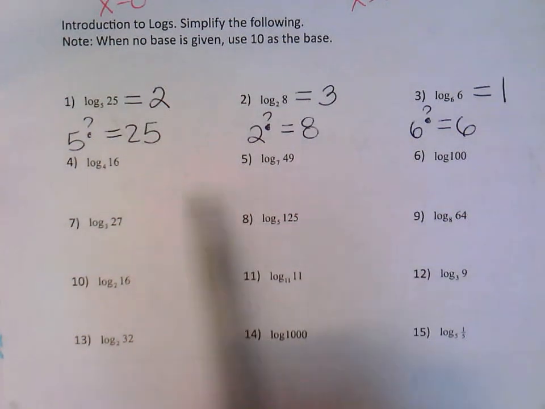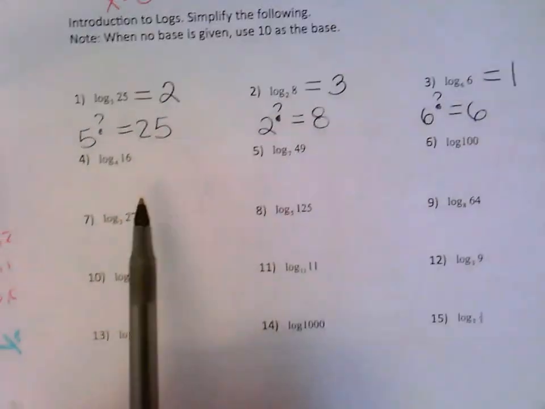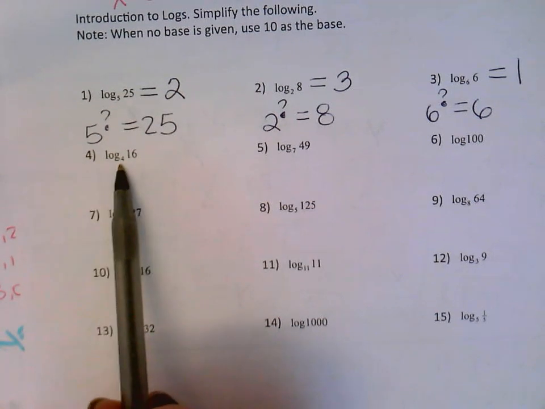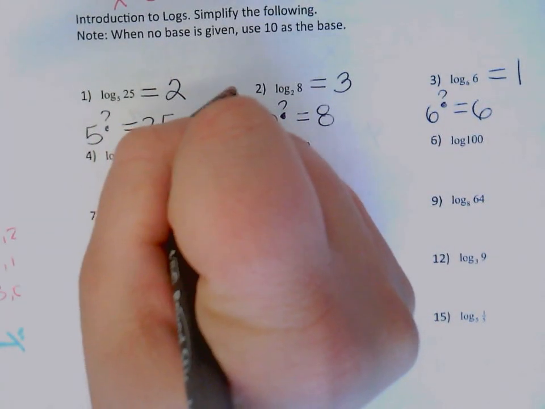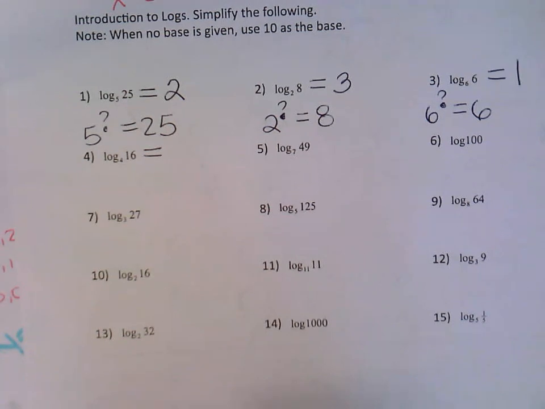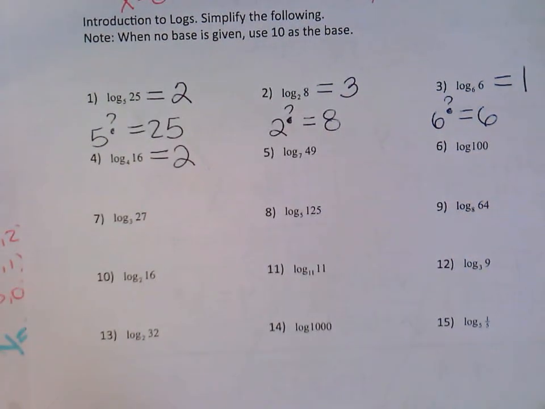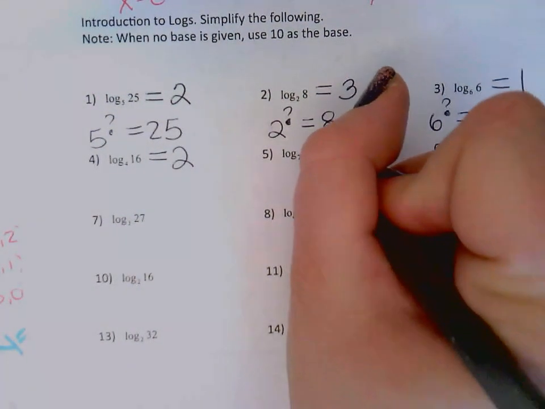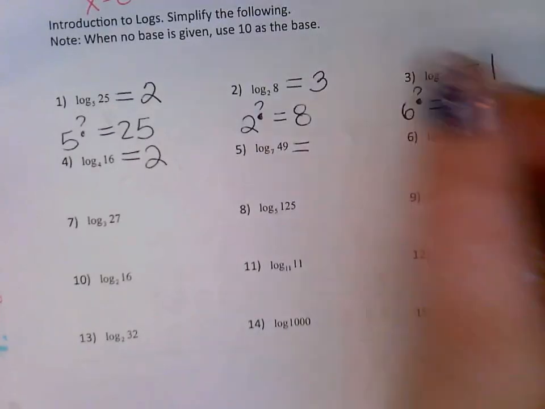Let's do one more row together before you jump on trying them. So number 4 is asking you 4 to what power is 16? So what would you say? Squared, yep. And 7 to what power is 49? That one's also squared, right?